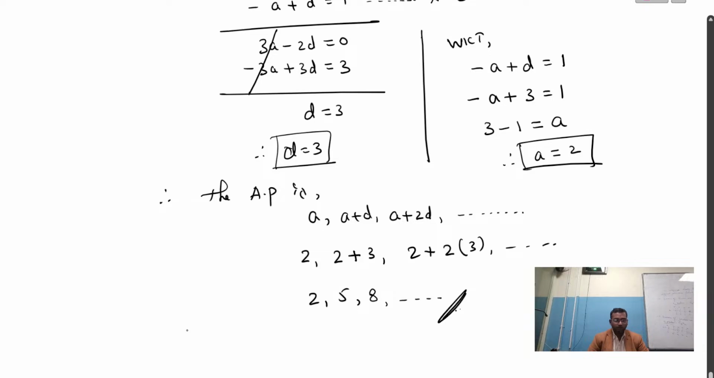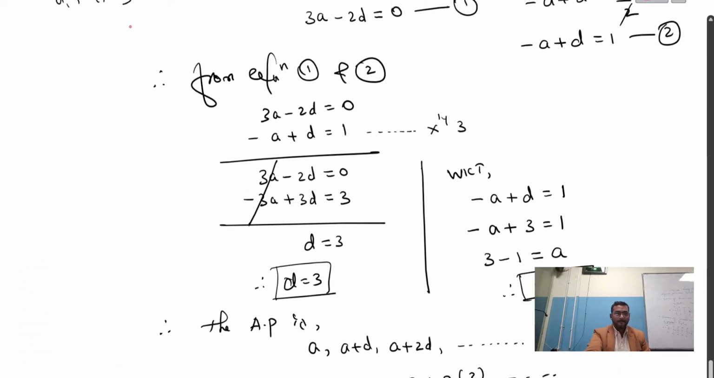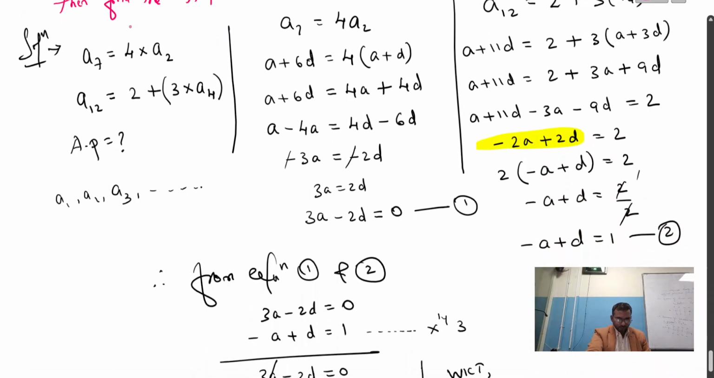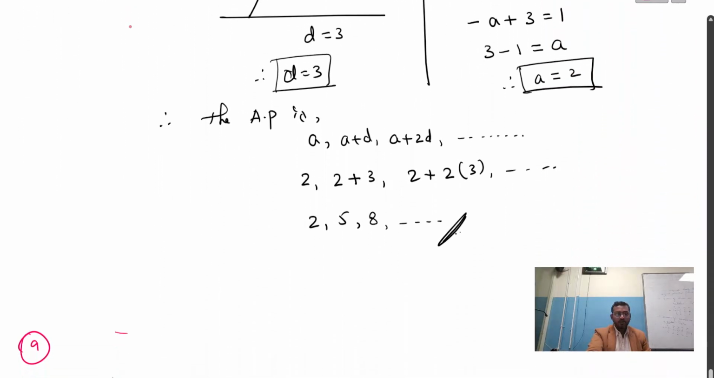This is our AP. This is how you need to find the solution. I hope the concept is clear for you guys. Am I right? Yeah. Now let me solve one more problem which is related to 2 marks. That is question number 9. Is it 9? Let's check. Yeah, sorry. 9 is done. Now this is our problem number 10 of today's class. Right? Yeah. Let's see how to solve this problem.